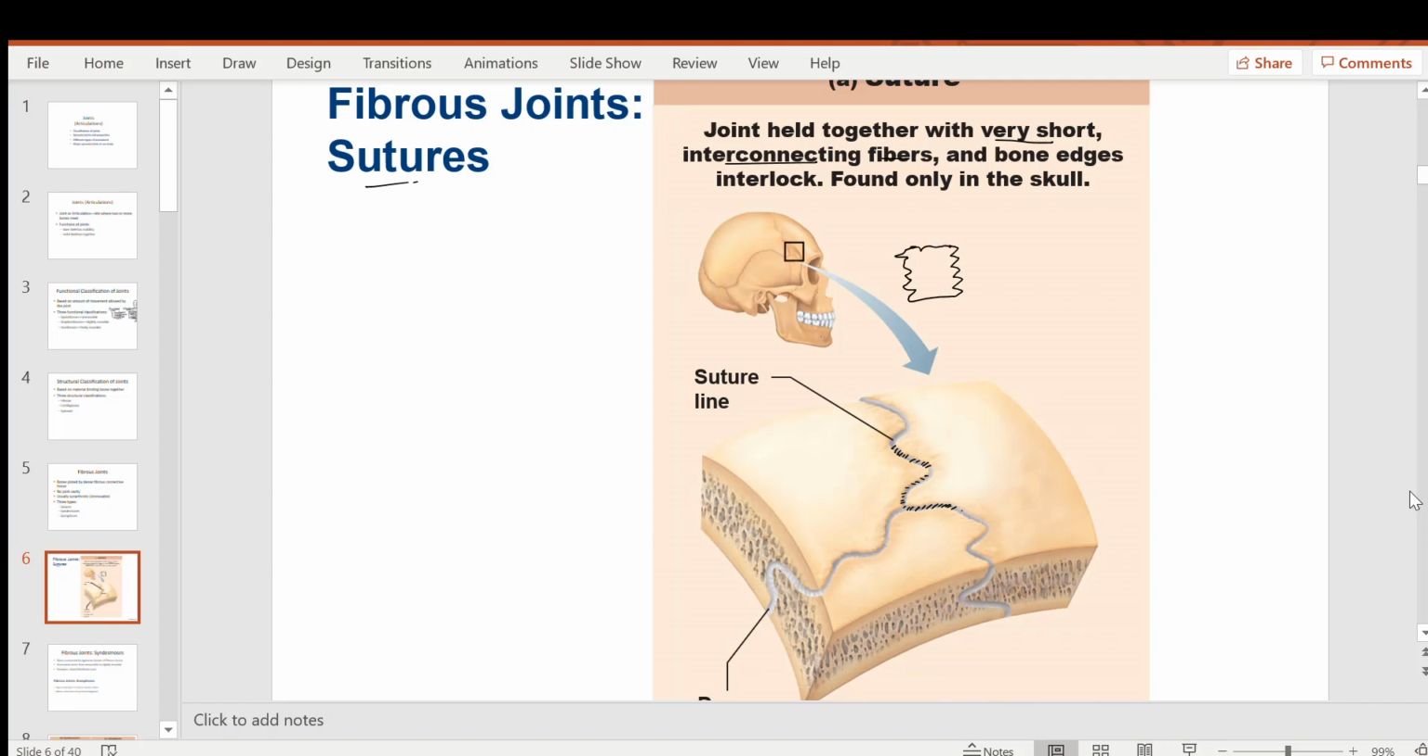This is another parietal bone. So they are interlocked like this. Two parietal bones are connected, and you will find very short fibers. So that is a suture. Immovable, so a synarthrosis type joint.